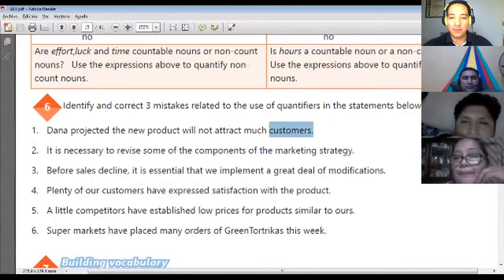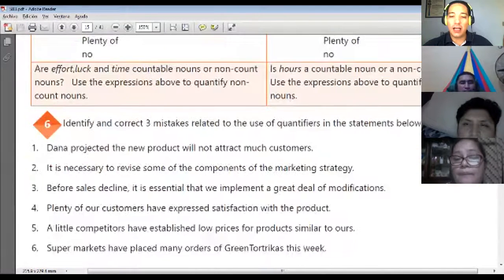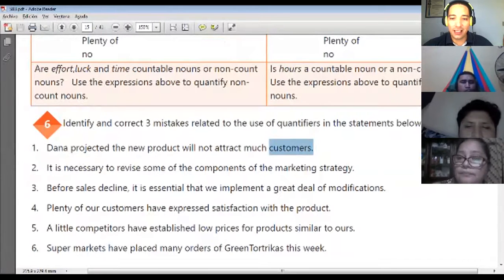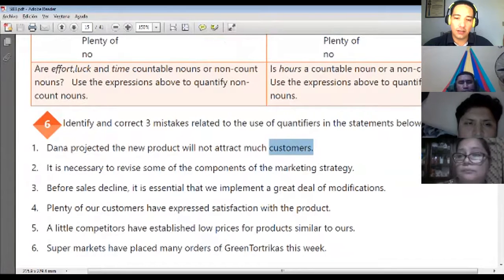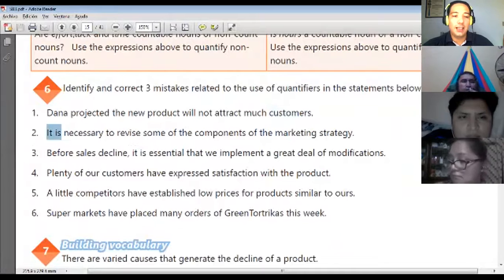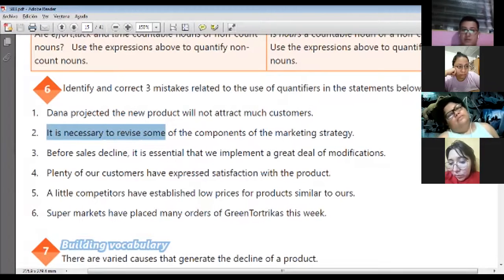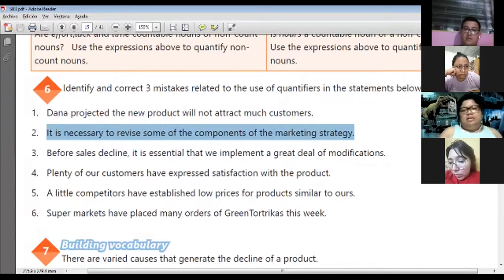Many, plural. Why? Customers, can I count the customers? No, I mean, yes, I can count the customers. I can pluralize it so it is a countable noun. Customers. Okay, much customers, many customers. Okay, let's go with number two for Josue Aguilar. It is necessary to revise some of the components of the marketing strategy.